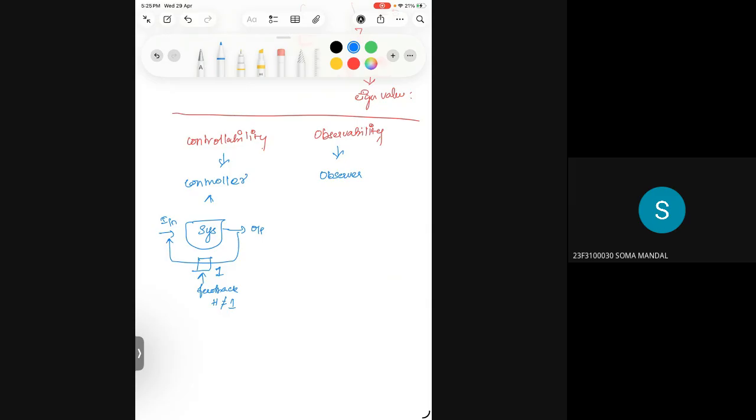So in state feedback control, what we do is u equal to minus K into x. Instead of H, which we used as a constant, we put a controller K that can be a constant or a matrix. General feedback control will have only the constant.